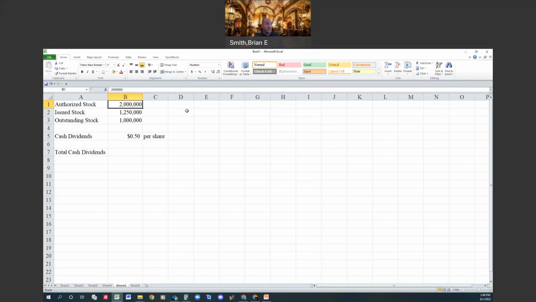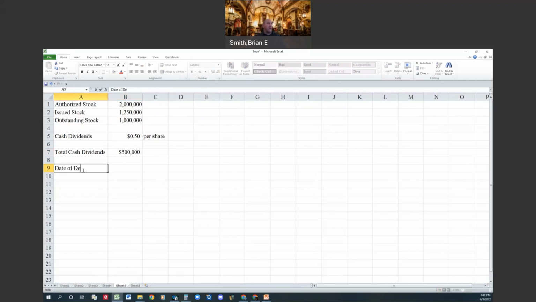So the last one is outstanding stock, and that's the stock we're going to use to calculate our cash dividends. The reason for that is because we don't pay dividends to ourselves if we own the stock. So it's only to people who own the stock that is not the company. So we're going to take that 50 cents and multiply by that. Looks like we're going to have a $500,000 liability for this cash dividend.